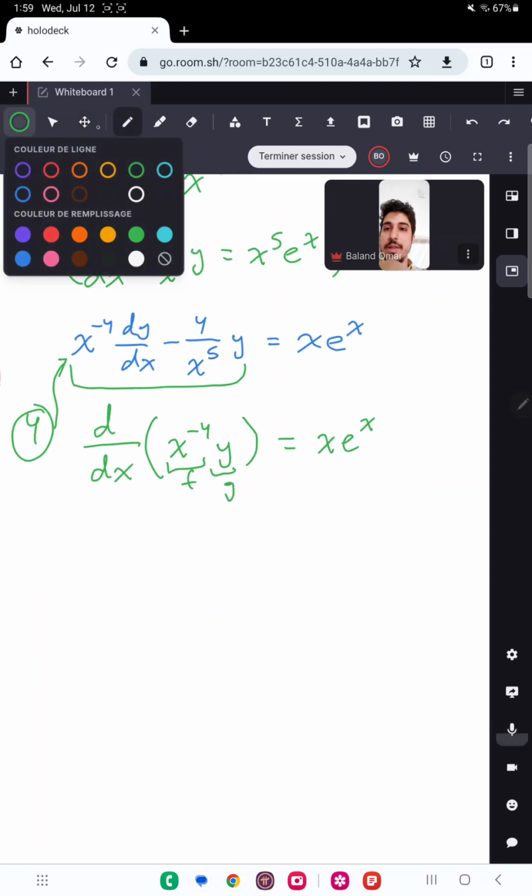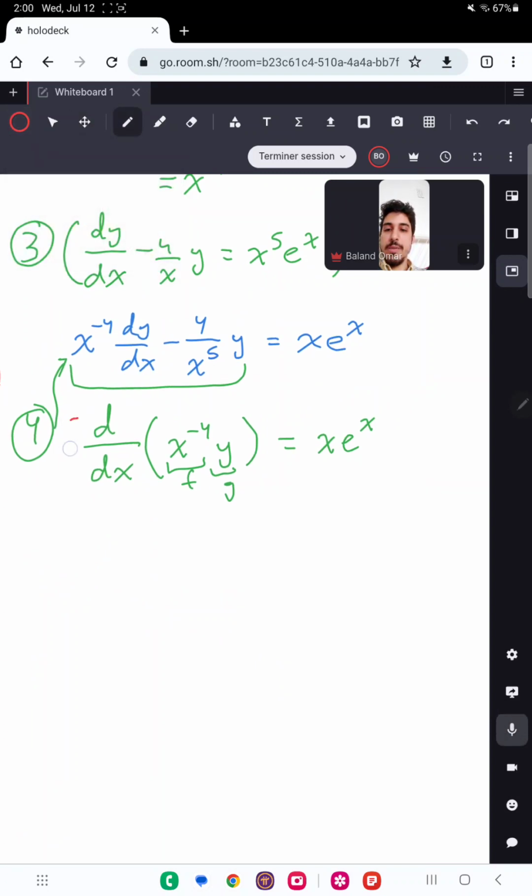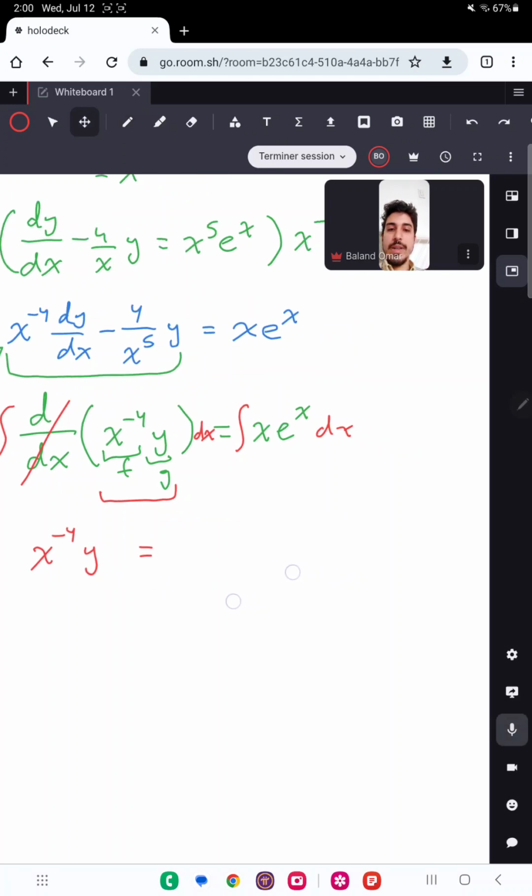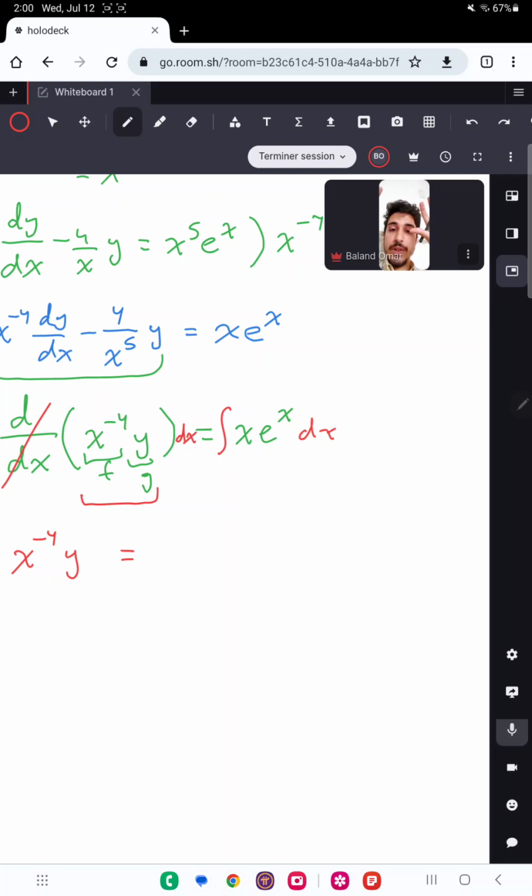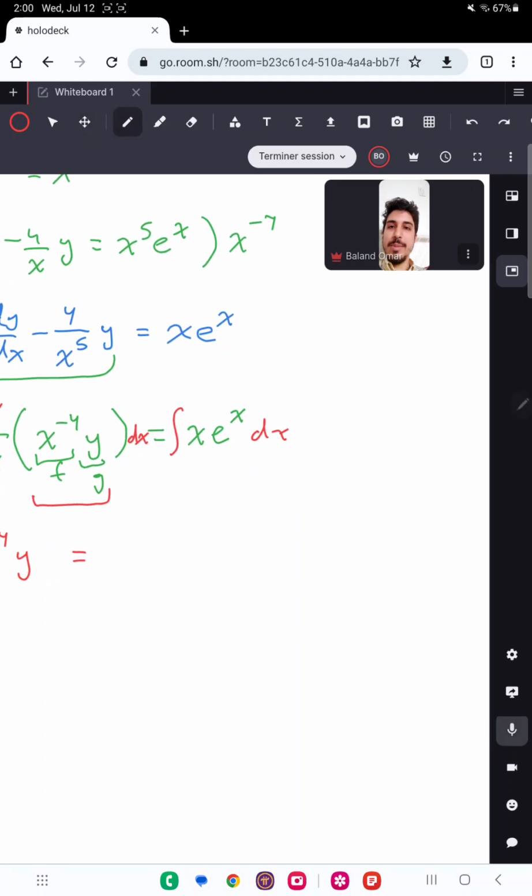Now we can just integrate both sides because that would help us to remove the d over dx. So we will end up with just this term in the middle is equal to, what's the integral of this? We can immediately see it's a product of two functions of x. We can use integration by parts. I have a nice method that we can use to make it very easy, very straightforward.